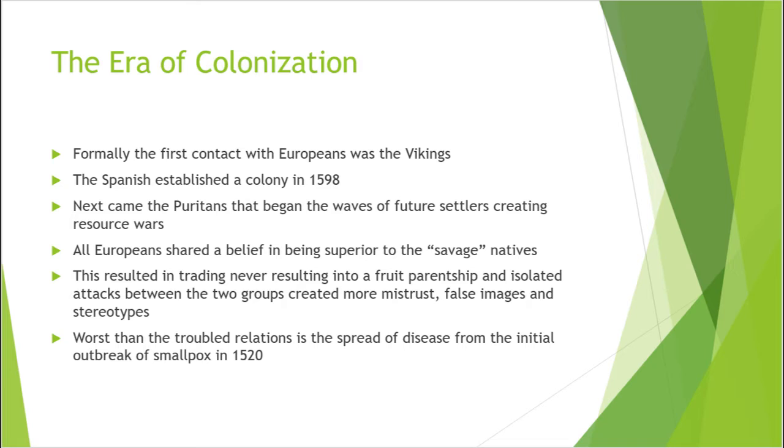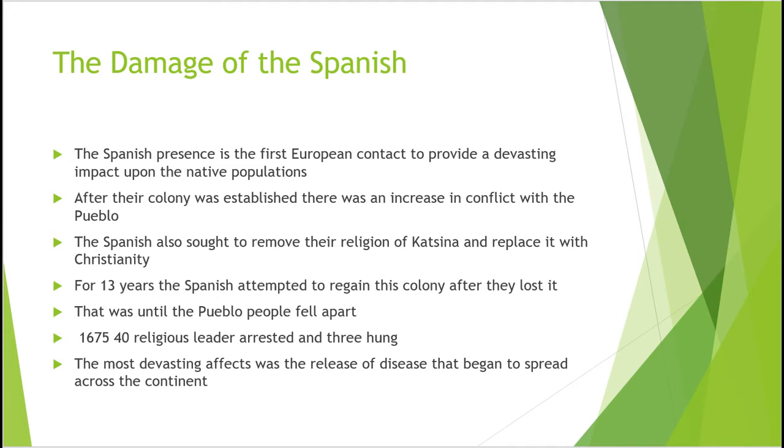On top of the rocky relations that Europeans and natives experienced, in 1520 the Spanish had introduced smallpox to the continent. The Spanish presence is the first European contact to provide a devastating impact upon the native populations. After their colony was established, there was an increase in conflict with the Pueblo. Conflict was partially driven by the Spanish want to remove the religion of the Kachina and replace it with Christianity.